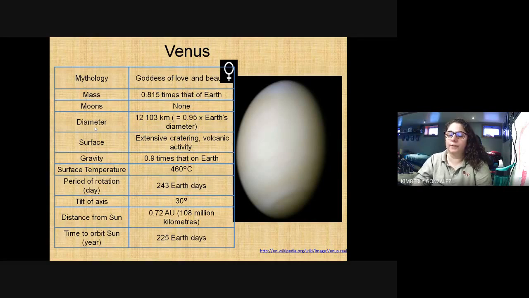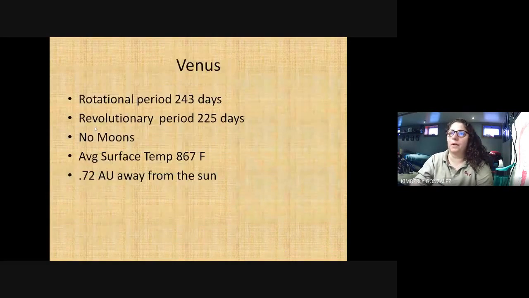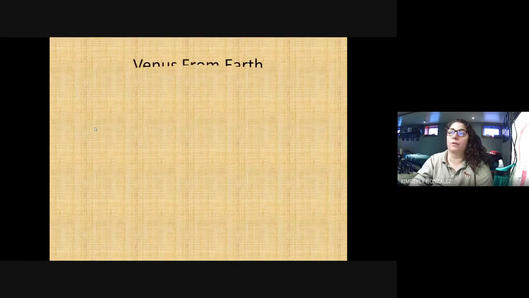Okay, look at the surface temperature. It's 460 degrees Celsius, right? Water boils at 100 degrees Celsius. So just put that into perspective, how hot boiling water is. The surface of this planet is almost 5 times more than that. Okay. All right. So like I said, it has no moons. Its average surface temperature is 460 degrees Celsius or 867 degrees Fahrenheit. Okay. Everything else you already have on the reference table.